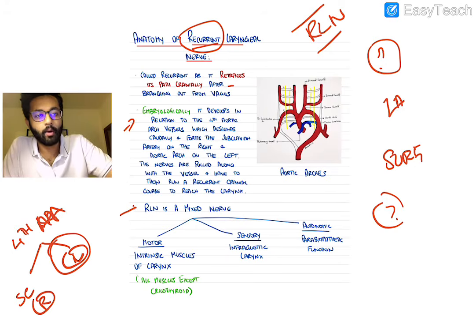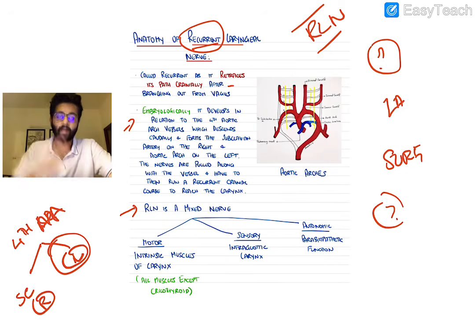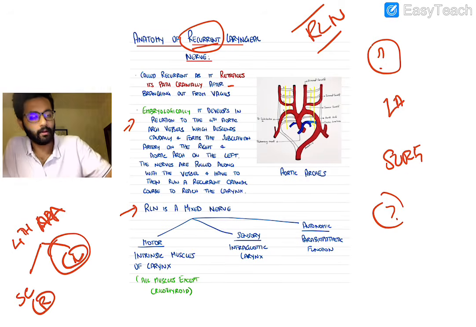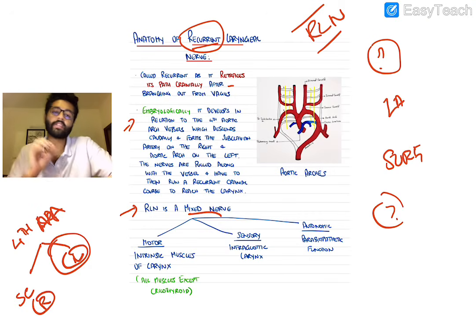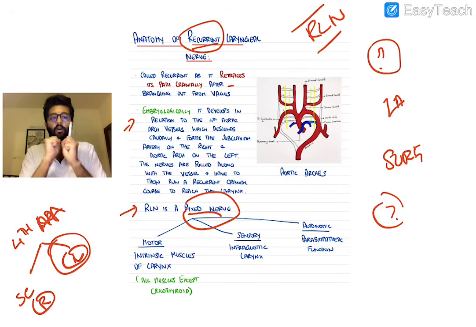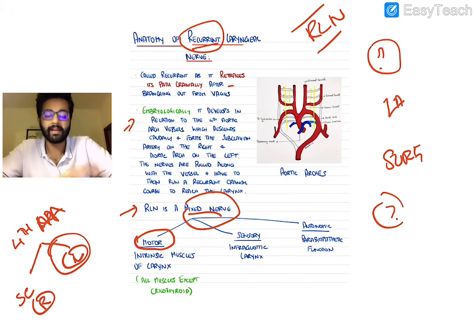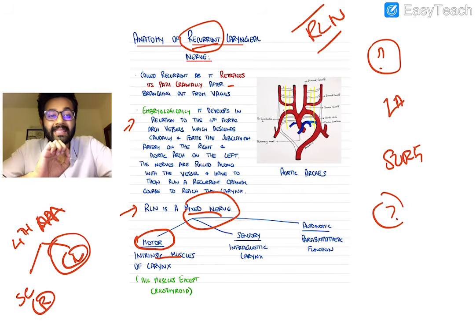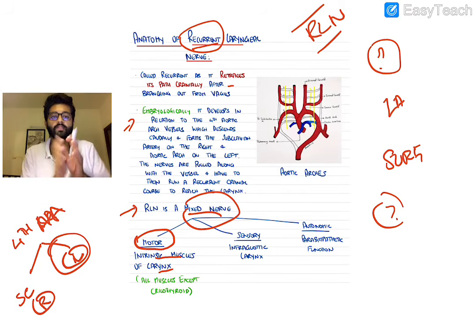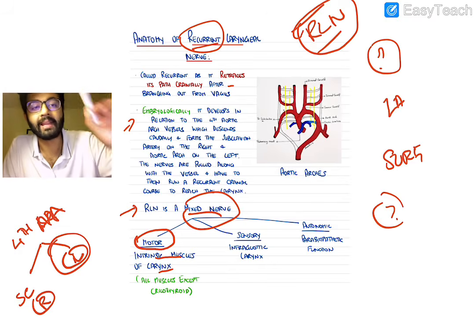Before we go into the details of the path of the recurrent laryngeal nerve, I'd just like to say that the recurrent laryngeal nerve is a mixed nerve. What do you mean by a mixed nerve? It has all three components: a motor component, a sensory component, and an autonomic component. The motor component supplies the intrinsic muscles of the larynx. This is one line I want you to remember.